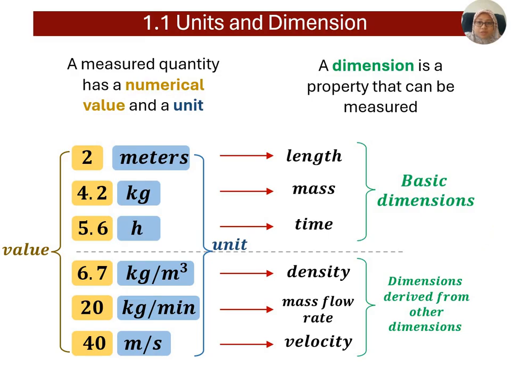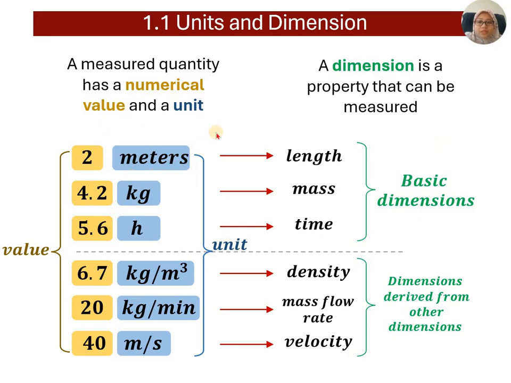This is the first subtopic of our chapter, which is units and dimensions. You have to understand what each means. Each quantity here has a numerical value and a unit. For example, 2 meters, 4.2 kilograms, 5.6 hours. All of these are quantities, and each quantity has a numerical value and also a unit. A unit is placed next to the number, and it means something. When you already put the unit, you know that it is a dimension. So a dimension is a property that can be measured.